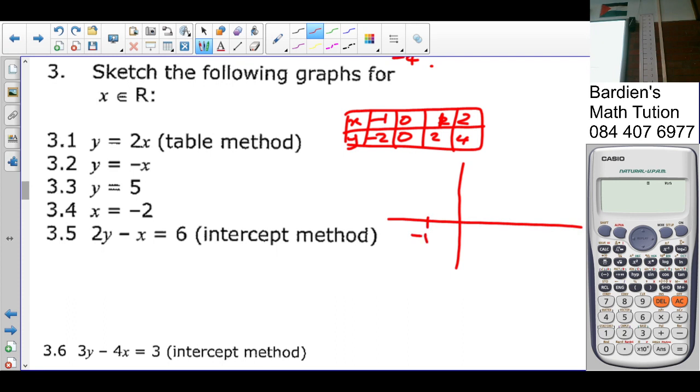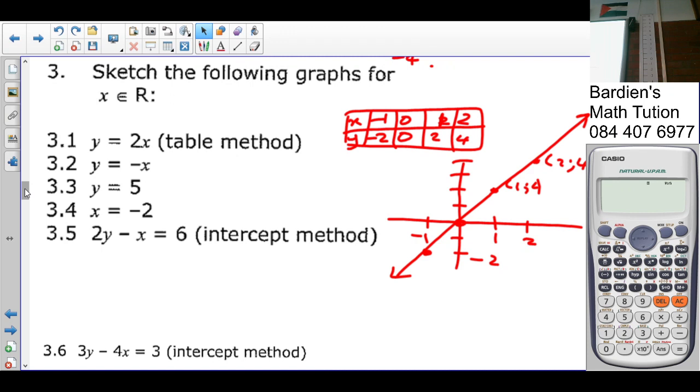We draw the axes, with negative 1, negative 2, 0, and 1, 2, 3, 4. That's 1 gives 2, and 2 gives 4. So the graph is going to go through that. Right? 3.2, you're going to use a table. You see here, 3.2 is not specified, so you can use anything. If they say table method, you must use the table method, otherwise you have a choice.